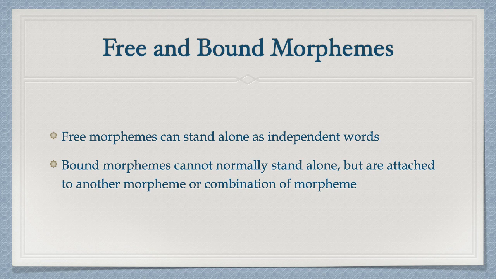Morphemes can be broadly divided into two, free and bound morphemes. Free morphemes are those that can stand alone. They have meaning on their own. They don't need to be combined with anything else. So they actually stand as independent words. So it's a word, it's also a morpheme. Bound morphemes cannot normally stand alone. They have to be attached to another morpheme or combination of morphemes.